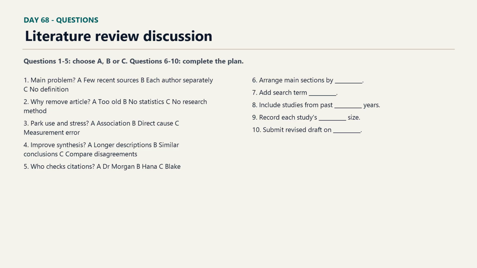I will finish the citation formatting, updated search, and summary table by Wednesday evening. I will reorganize the review by themes, remove the unreliable article, use cautious language about association, and compare the conflicting studies. Good. Those changes will turn the draft from a list of source summaries into a critical literature review.